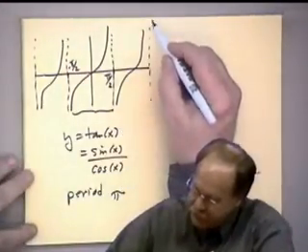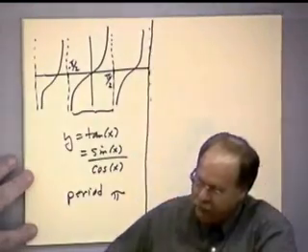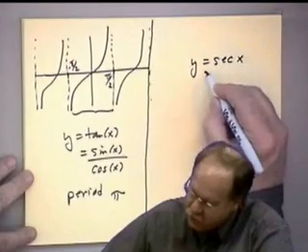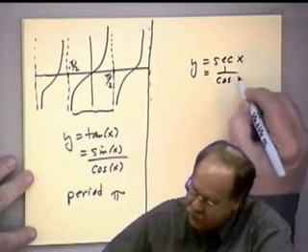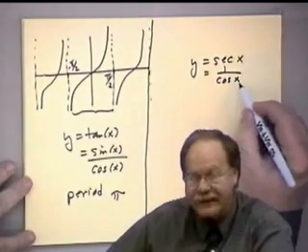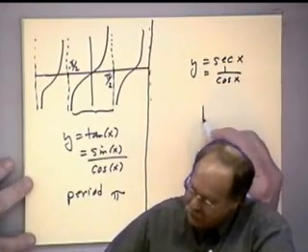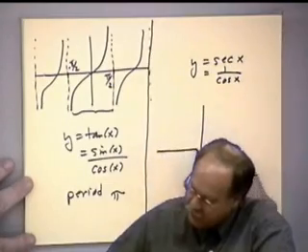Finally, let's go ahead and take a look at one more function. This will be y equals secant of x, which you may recall is 1 over cosine of x. So again, wherever cosine is 0, this function will be undefined. And the way I like to draw this function is as follows.